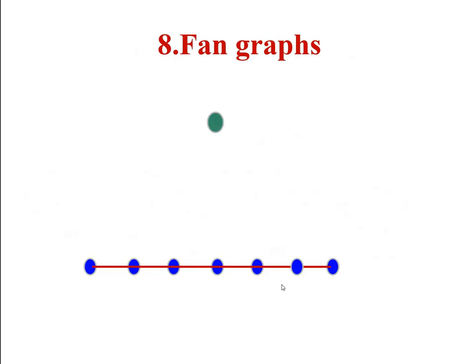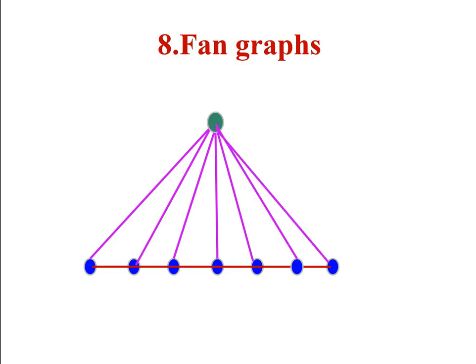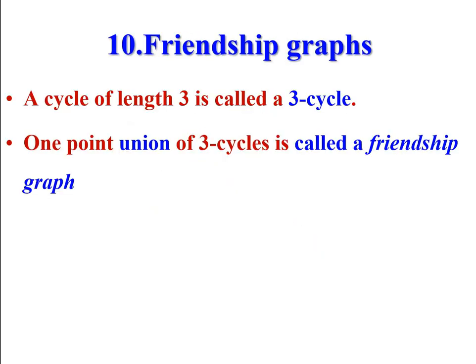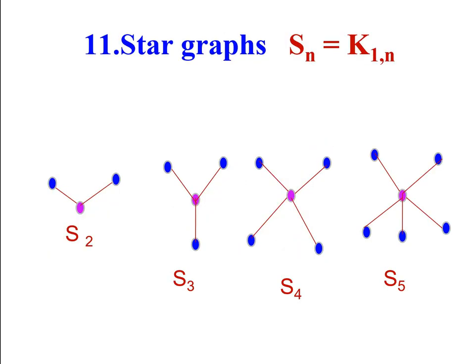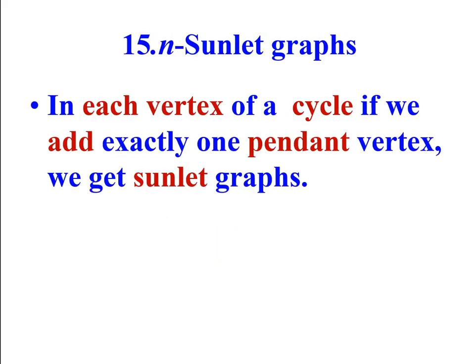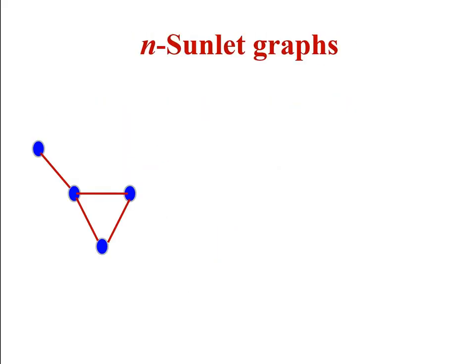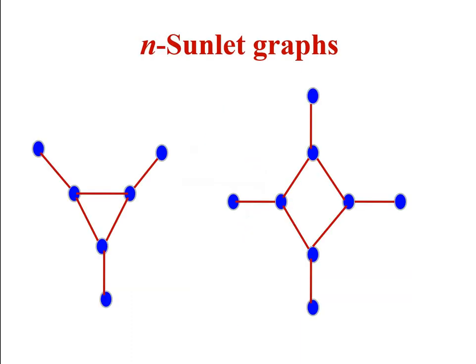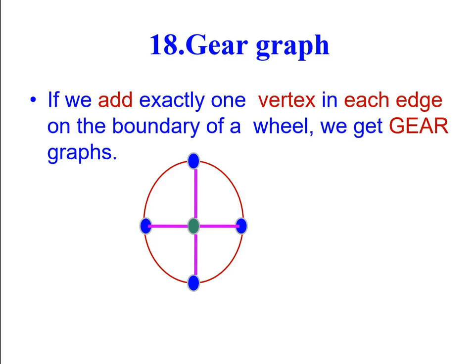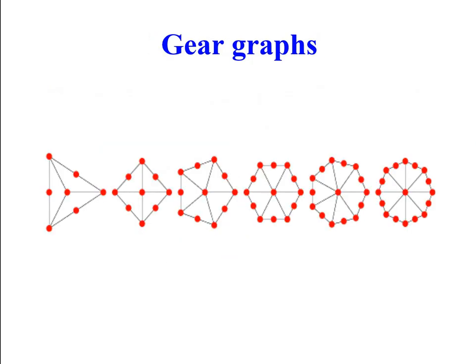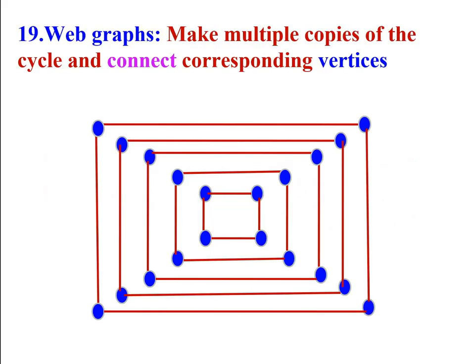Fan graphs, book graphs, friendship graphs, Fn, star graphs, bull graph, sunlet graphs, then kite graphs, parachute graphs, gear graphs. If we add exactly one vertex in each edge on the boundary of a wheel, we get gear graphs. So these are some of the gear graphs. Then web graphs.